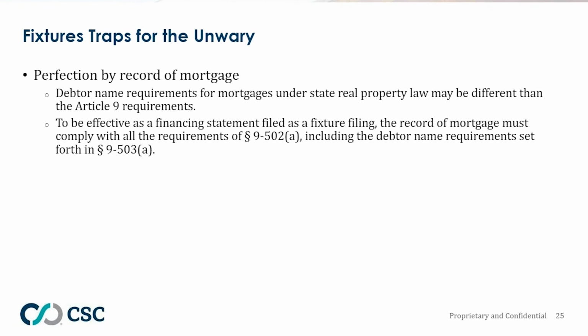Moreover, mortgage records can include things in debtor names or grantor names that wouldn't fly in the UCC world because of the strict debtor name requirements under Article 9. As a result, if the debtor name on the record of mortgage doesn't match the Article 9 requirements, it is always a good idea to file or record a fixture filing in addition to the record of mortgage.